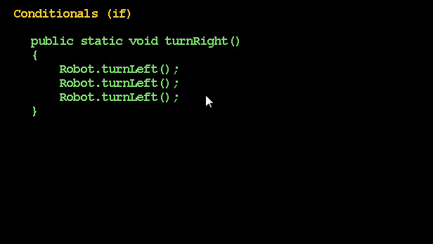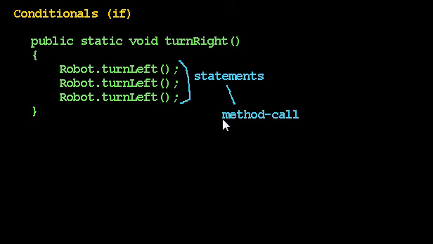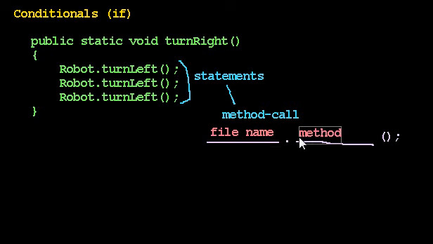In general, any body consists of statements. Let's label these as statements. So far we've only seen one kind of statement, and that's a method call, where we call a method, such as turn left. A method call consists of a file name, a period, a method name, and then 2 parentheses, semicolon. Here we put the name of our file, and in this blank we fill in the name of a method.